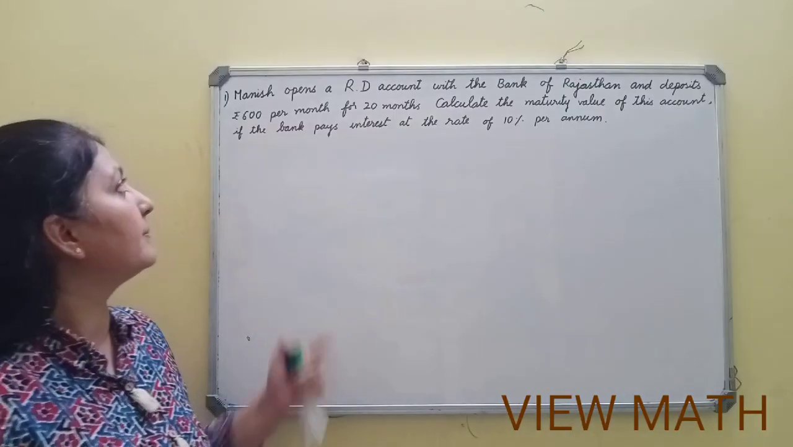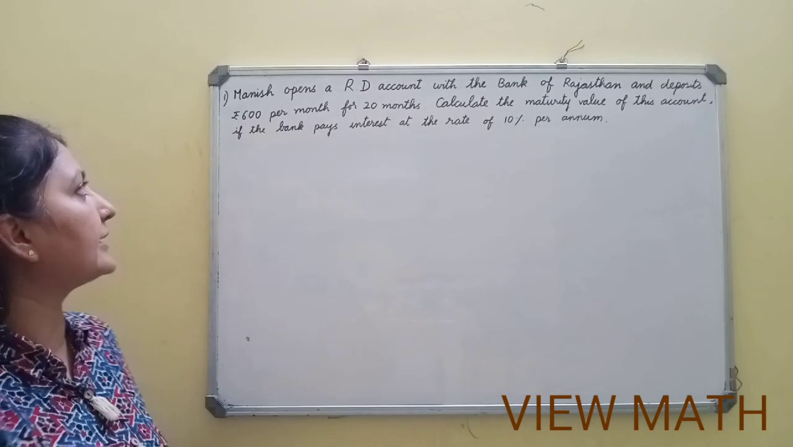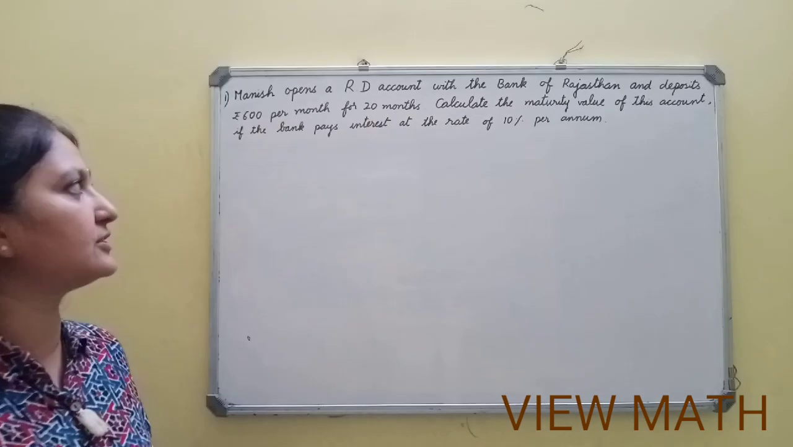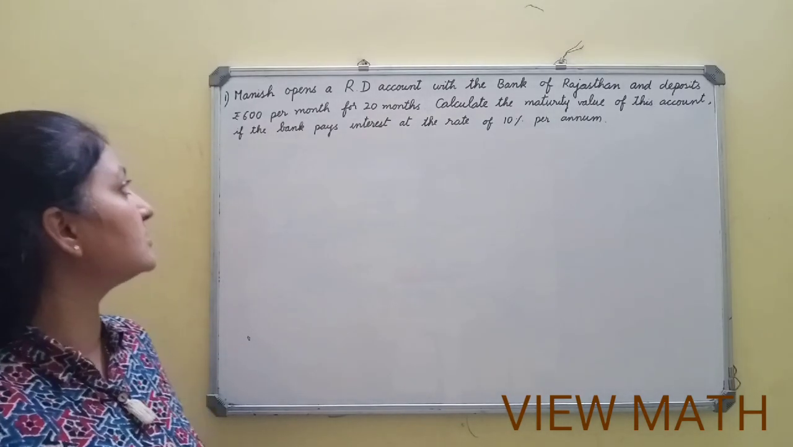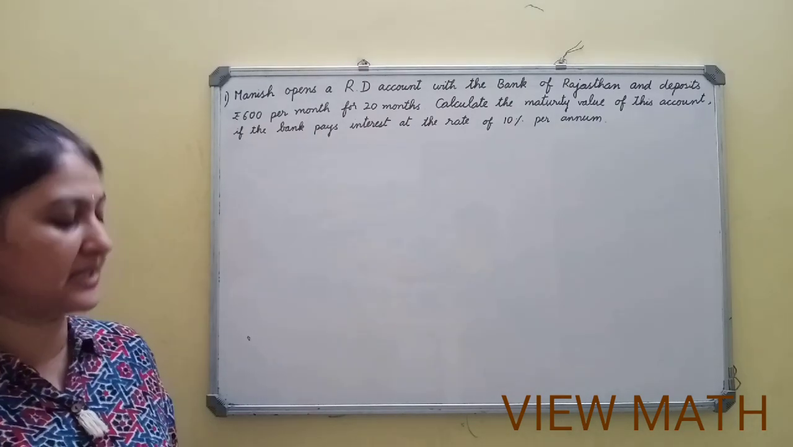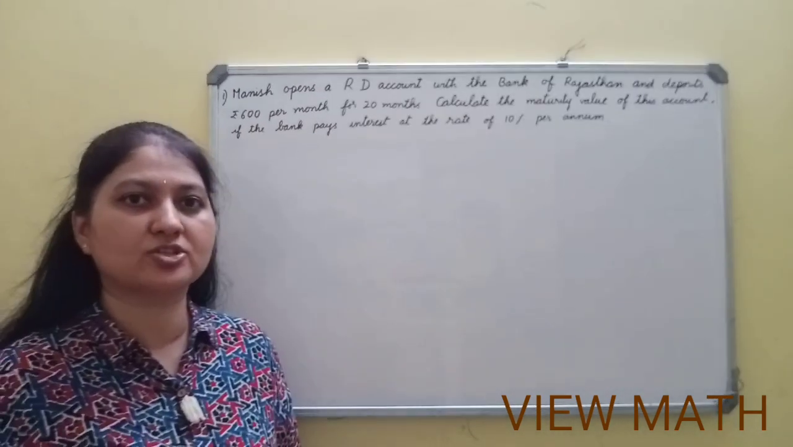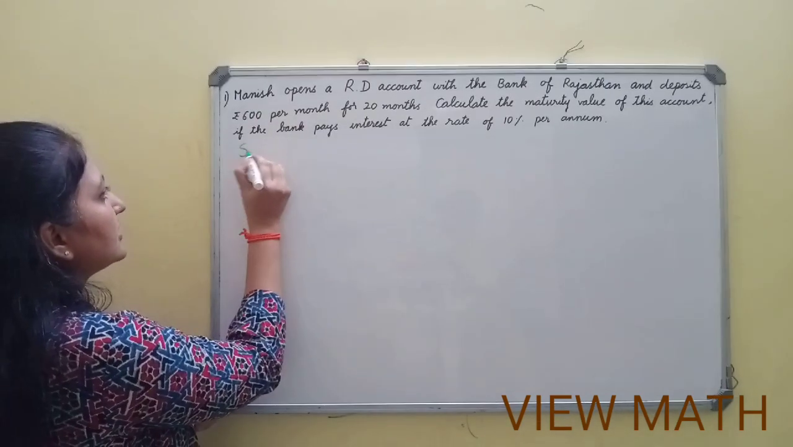First problem, Manish opens a RD account with the Bank of Rajasthan and deposits rupees 600 per month for 20 months. Calculate the maturity value of this account if the bank pays interest at a rate of 10% per annum. First let us write what all is given in the question and then we proceed. Solution.